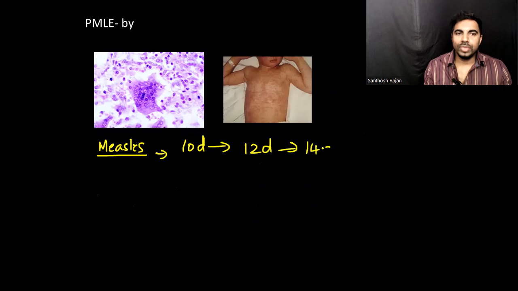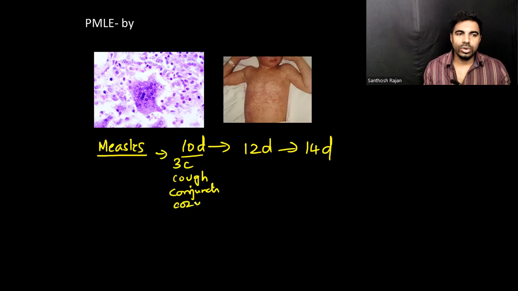On the 10th day, with fever, you will have 3 C's: cough, conjunctivitis, and coryza. Coryza is a cold, rhinitis and everything. On the 12th day, the important thing is Koplik spots. That's what I want to stress. Koplik spots will come on the 12th day.